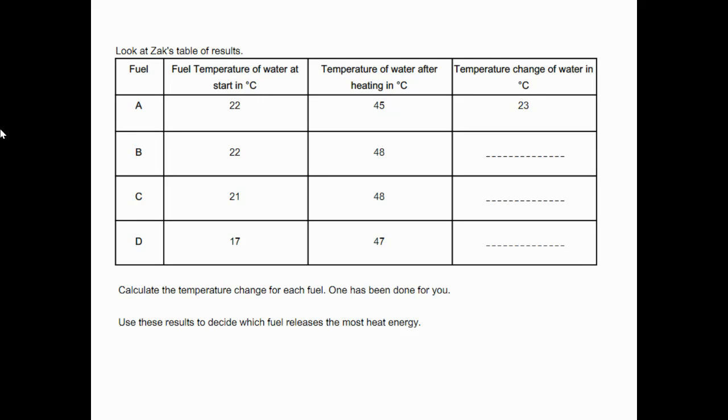Okay, so this wants you to calculate the temperature change for each fuel. The first one's been done for you. The temperature change is just the temperature after minus the initial temperature. So for A, it's 45 minus 22, which is 23. So pause the video and do the rest. And then once you've done that, it wants you to decide which fuel releases the most heat energy. So pause the video until you've done that and then unpause.